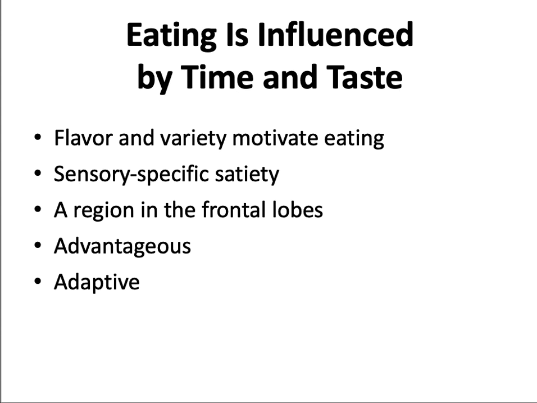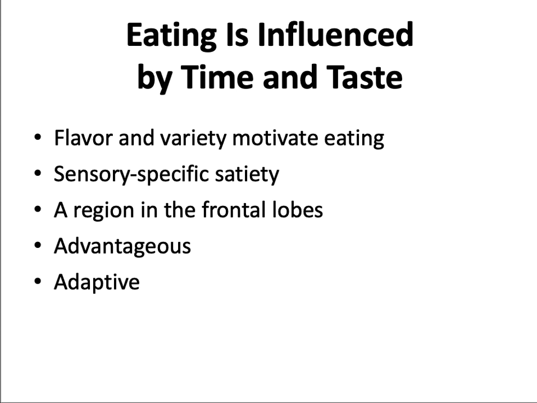Flavor and variety motivate eating. Animals, including humans, will stop eating relatively quickly if they have just one type of food to eat, but they will continue eating if presented with a different type of food. Sensory-specific satiety: animals eat more when presented with a variety of foods as they quickly grow tired of any one flavor.